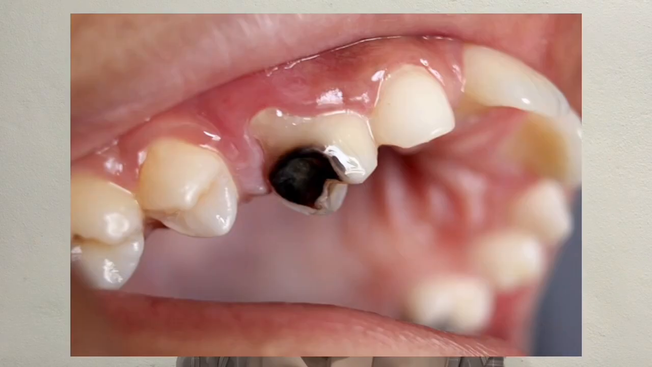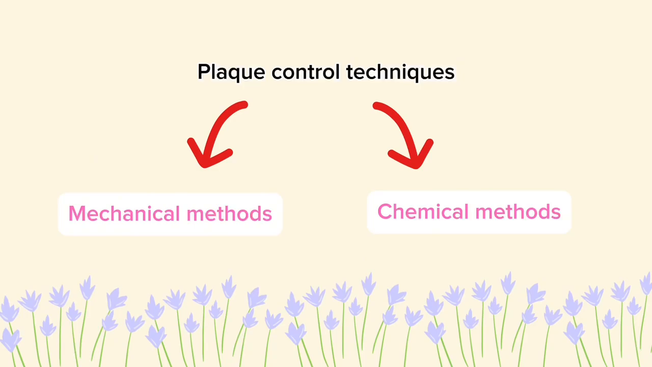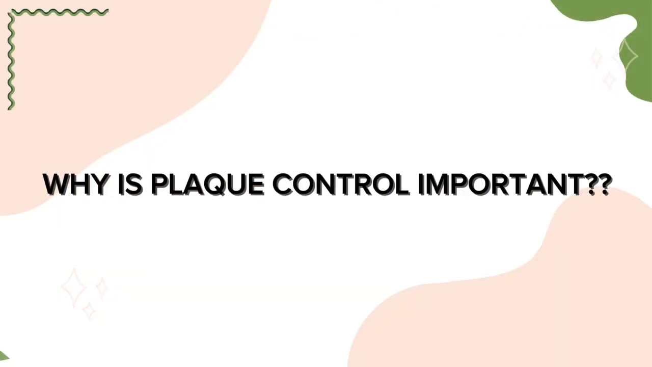Plaque control is a cornerstone of maintaining oral health and preventing diseases such as dental caries, gingivitis, and periodontitis. Effective plaque control involves the regular removal of dental plaque, a biofilm of bacteria that accumulates on the tooth surface and soft tissues, through mechanical and chemical methods. But why is plaque control very important?